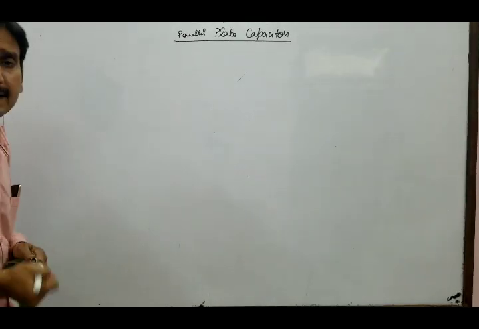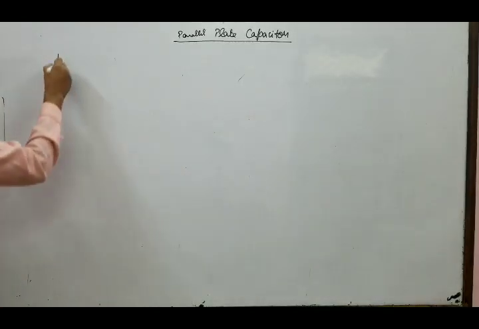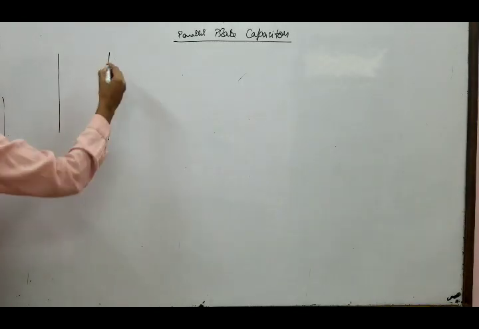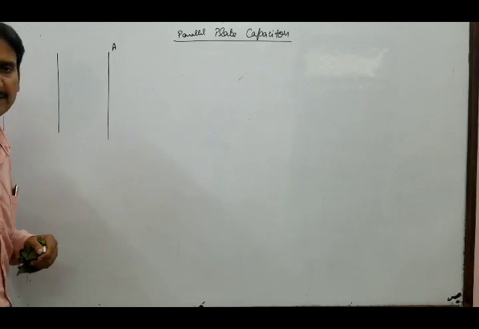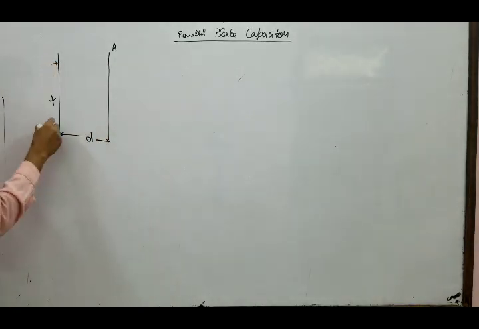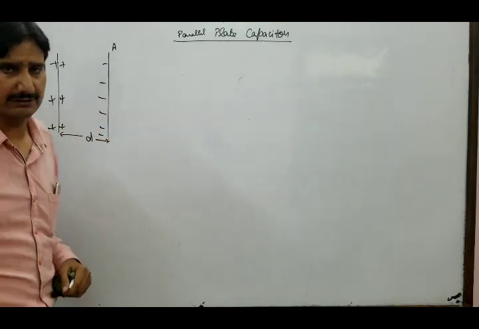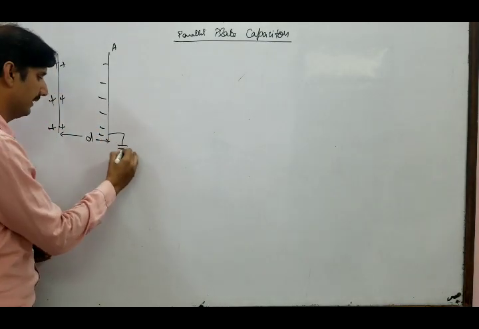The first case is when we haven't put anything between the plates. Now these are the plates. I'm assuming the area of cross section to be A and the distance between the plates to be D. This is the positive plate, and this has got some induced negative charges, and this is grounded.